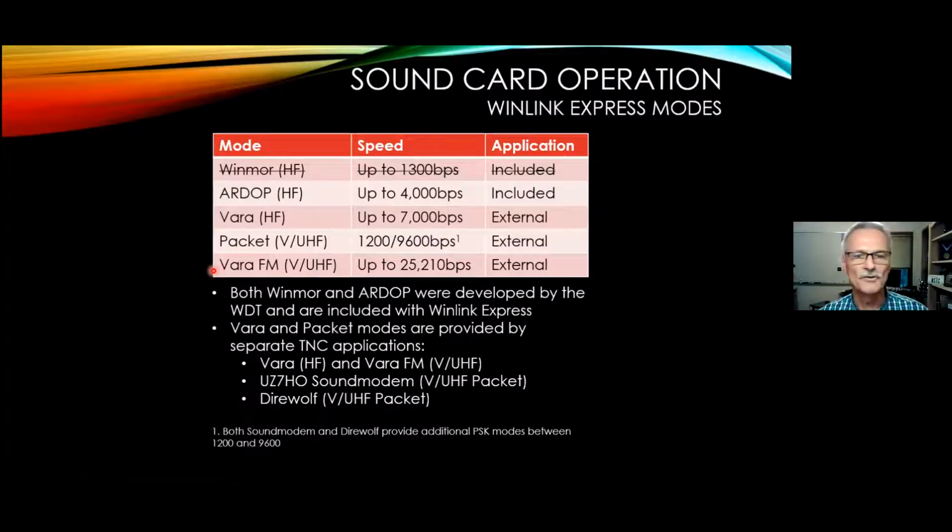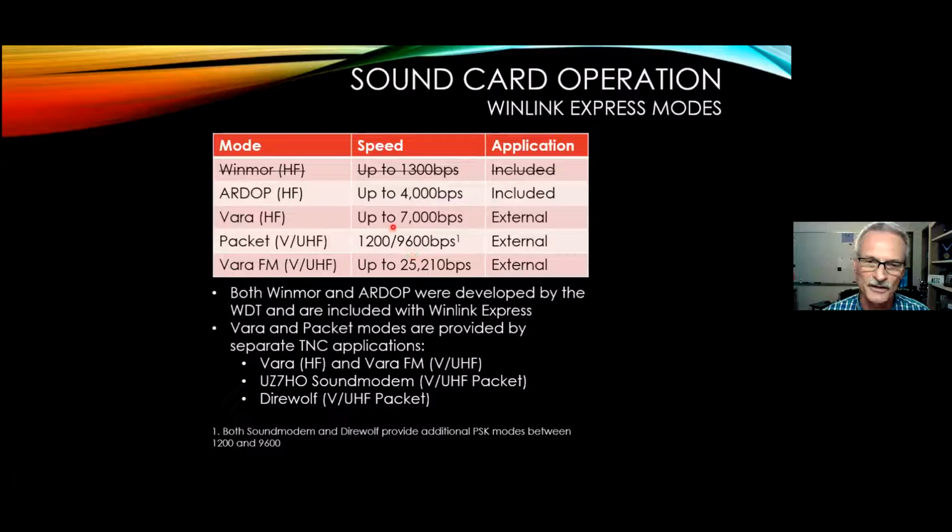Some of the different modes we have out there that can operate with a Soundcard interface. For Winlink, we've got ARDOP, which is an HF mode. We have VARA, which is an HF mode and a VHF mode, but it's actually two separate programs that do that. And then, of course, we have good old packet radio, either at 1200 or 9600 bits per second. And then VARA FM, which can take advantage of the higher signal to noise ratio that we have on FM transceivers and get a much higher data rate. So you can kind of see what the different data rates are here.